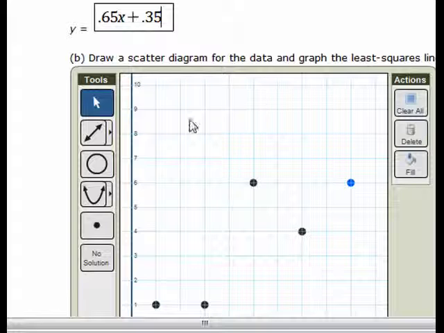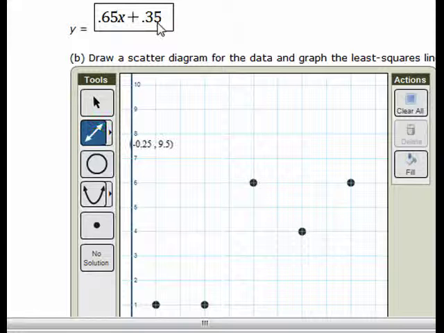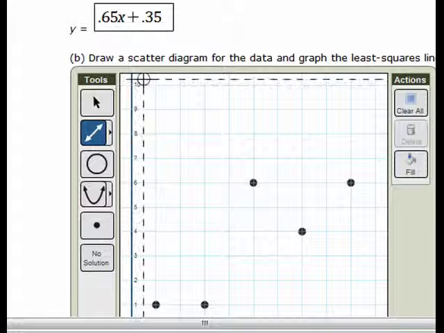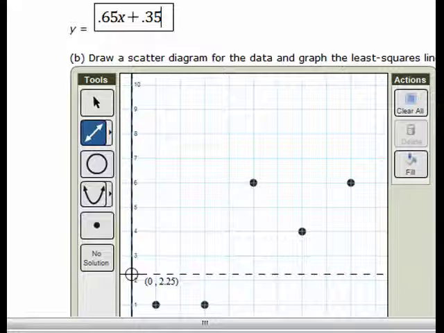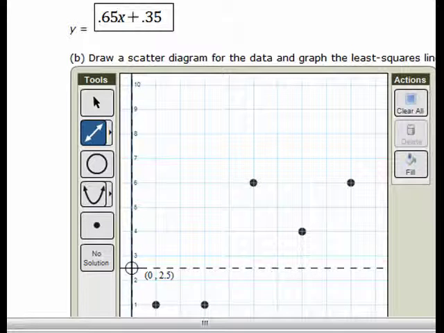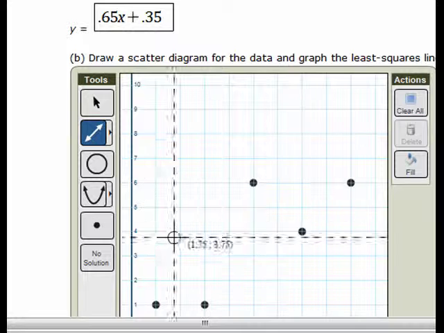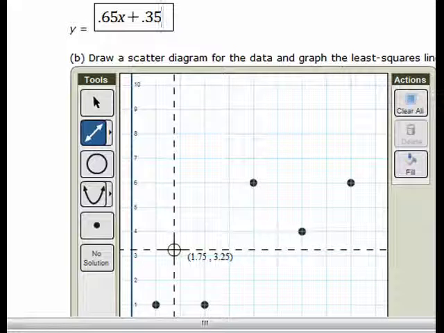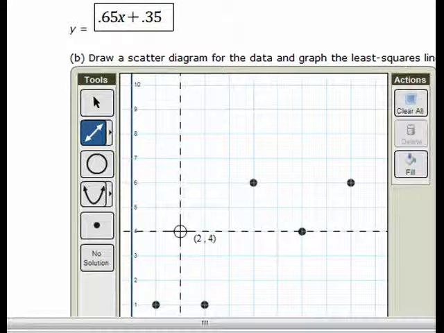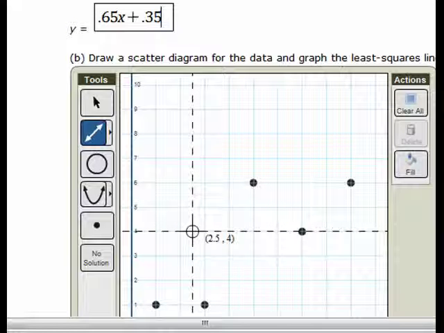Okay, so now when I click on the line, so this means the y-intercept is 0.35. I don't know that I can land on it. Okay, so I can't. Notice it's only going up by 0.25, so it's increments of 0.25 or 0.5 if you look at those dots.